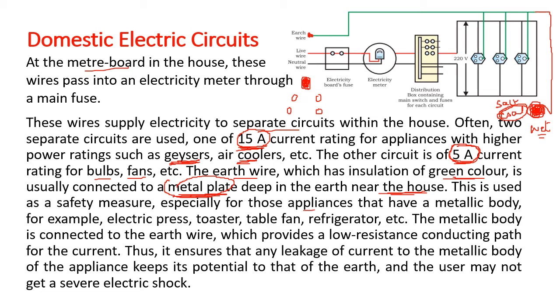Now there are appliances in your house which have a metallic body. Have you seen which appliances in your house have a metallic body? Notice it, the CPU. The CPU has a metallic body. Then you might have a mixer at home. The mixer might have a metallic body or a metallic base. The electric iron, the electric press, the toaster, the table fan, the refrigerator, they all have got metallic bodies.